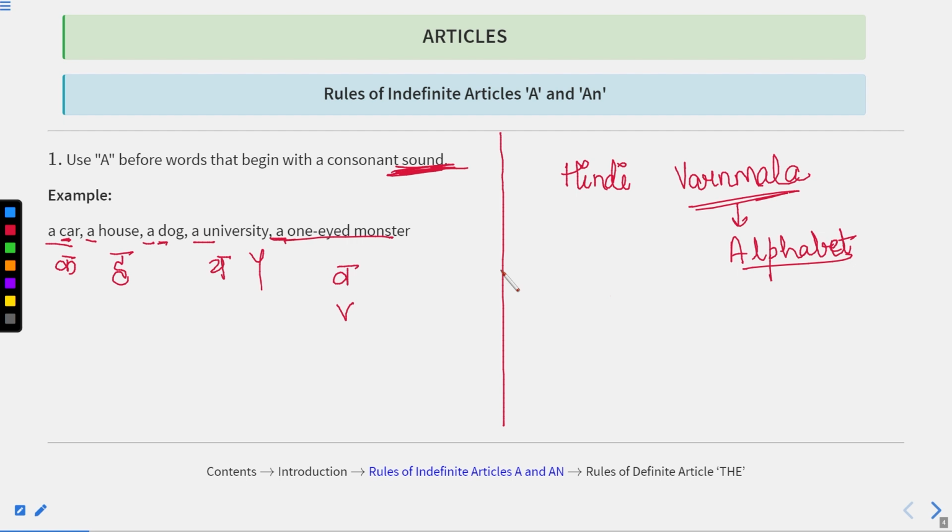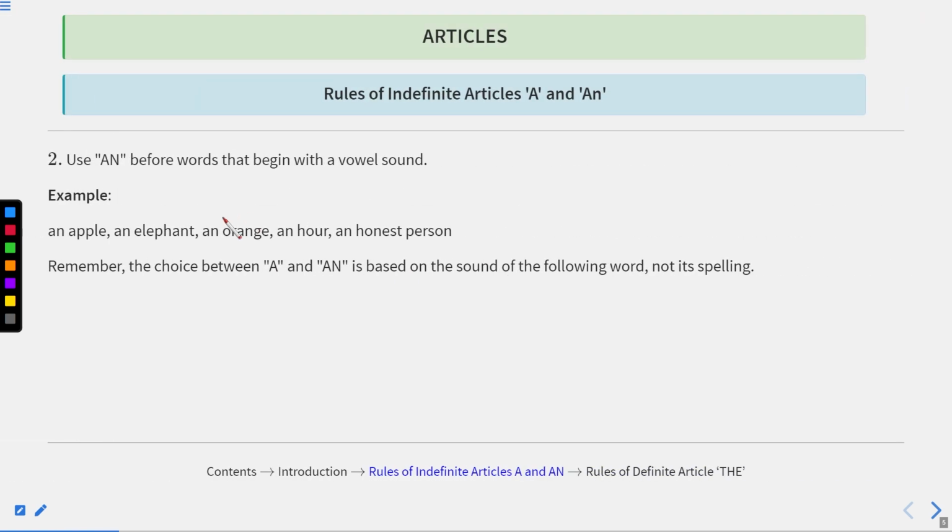Okay, now if I have to use an before a noun, so an before words that begin with a vowel sound. Okay, so we should place an before any noun if it begins with a vowel sound. For example, an apple, an elephant, an orange, an hour. Now this word, though it is beginning with H, in this word this H is silent and the pronunciation of this word is like 'hour'.